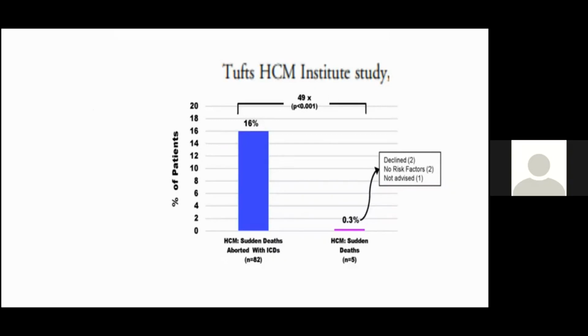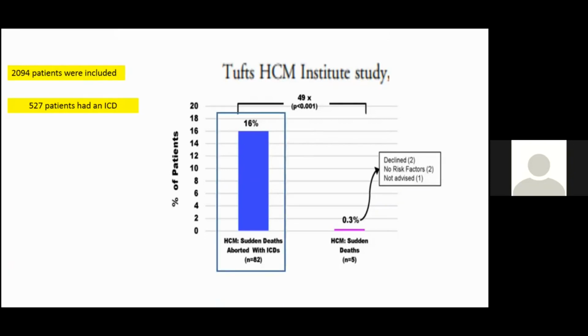So the Tufts HCM Institute study tried to answer the previous question. This study included 2,094 patients who were assessed for sudden cardiac death risk using the American risk factor strategy with one or more major risk factors. 527 patients were identified as high-risk patients and implanted with an ICD.